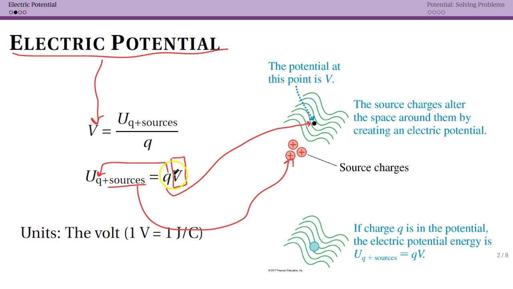So whenever you're talking about electric potential, be really careful in that potential is caused by the source charges, and if you want to get potential energy, you then multiply it by a Q that is not part of your source.